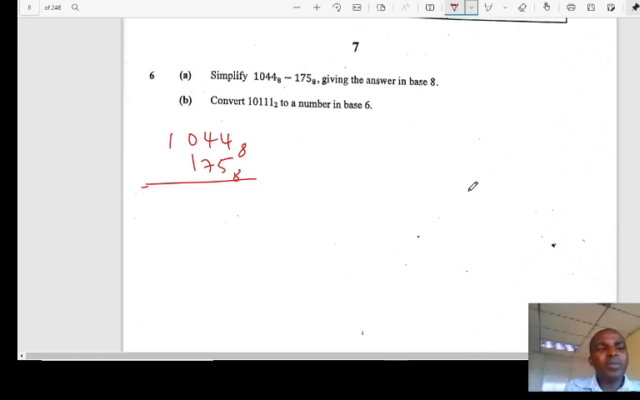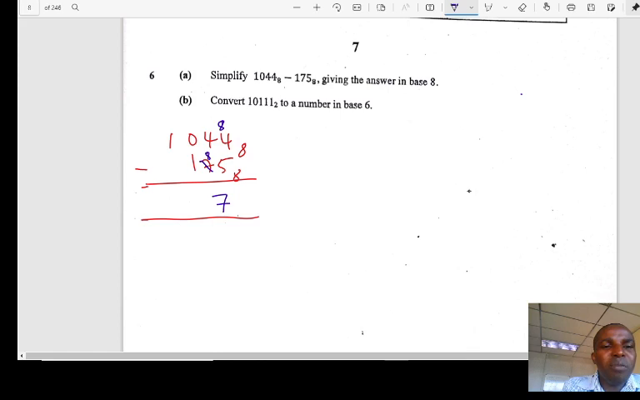So on this one, you subtract here. You say 4 minus 5. What is 4 minus 5? It can't. So you borrow the base. What's our base here? It's 8. So you write your 8 here. Then you add 1 here. It will be 8 here. So you say 8 plus 4 is 12, minus 5 is 7. Then you say 4 minus 8.